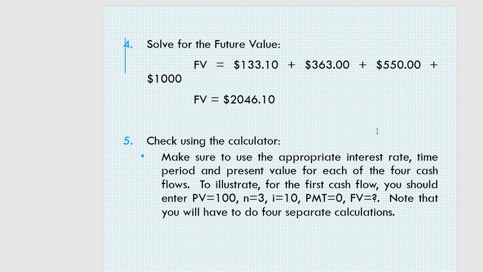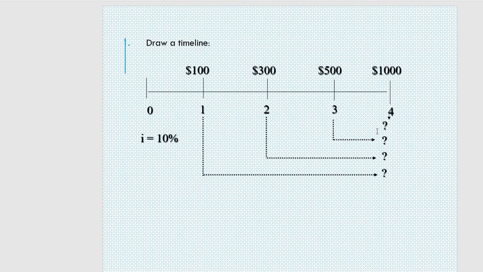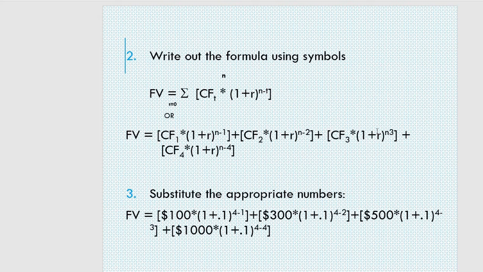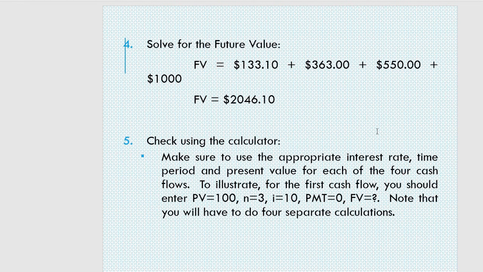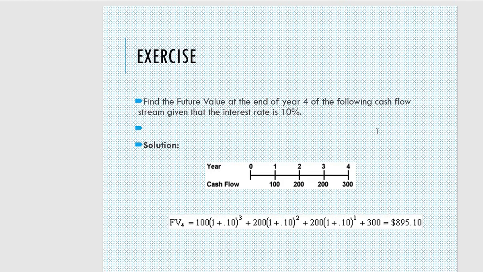For the second payment, PV is equal to, what is the second payment? PV is equal to 300. What else do you need to put there? N is equal to 2. I is equal to 10. PMT 0. FV is equal to what? They will just come out like that. Okay? So you can check using your financial calculator as well to see what you have there.